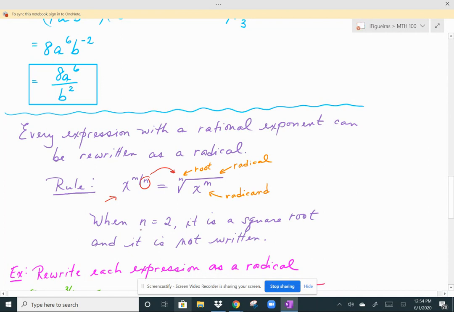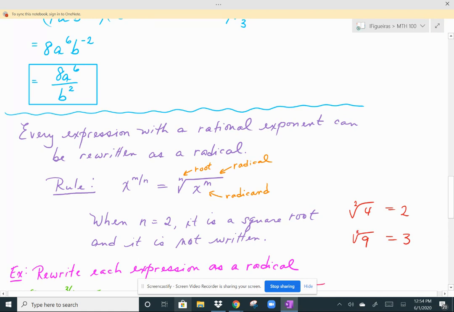When n is 2, it is a square root. And when it's a square root, you simply do not write the little 2 in the corner. So all of the problems that we've done with radicals up to this point have been square roots. So when I had to take the square root of 4, I knew that was 2, but I didn't put the root here in the corner. Same thing when I had to take the square root of 9. We know that's 3, but I didn't put the little 2 in the corner.